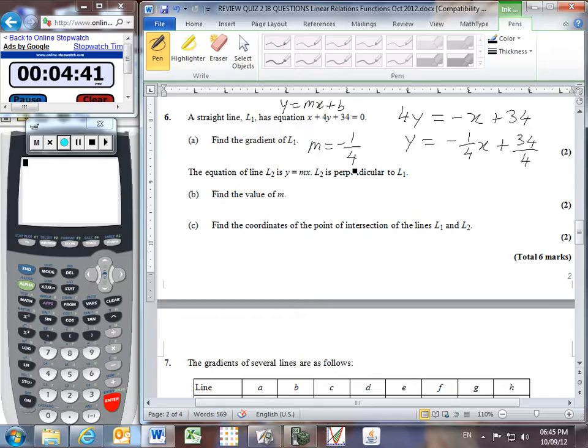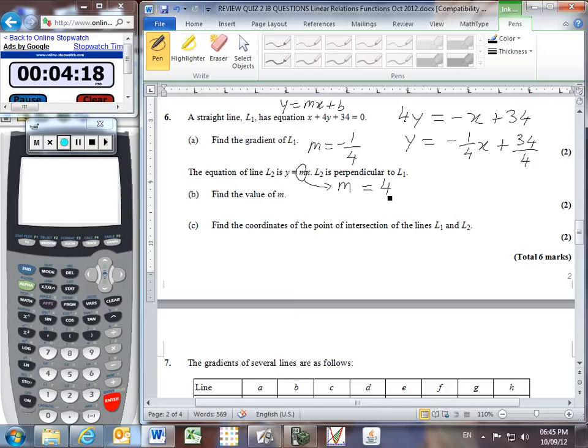Alright, this tells us that the equation of line 2 is y equals mx, and so we can see that its slope is something called m. And if line 2 is perpendicular to line 1, well, that must mean that line 2's slope is the negative reciprocal of the line 1 slope that we already found. And so that m is going to be equal to positive the reciprocal, 4 over 1, which is just equal to 4.